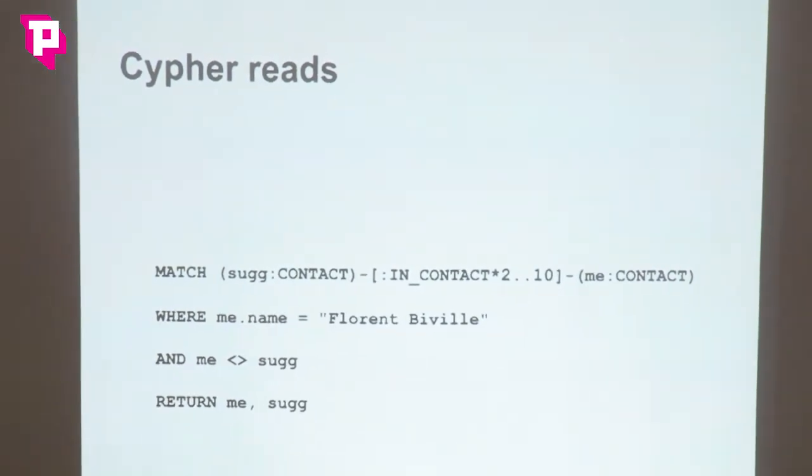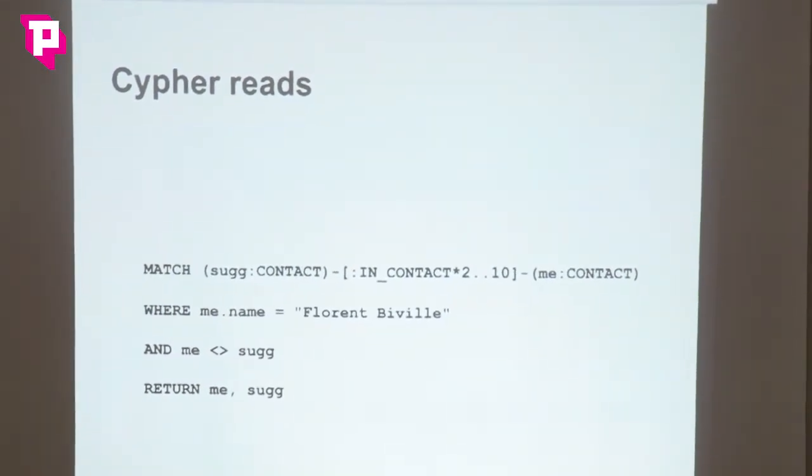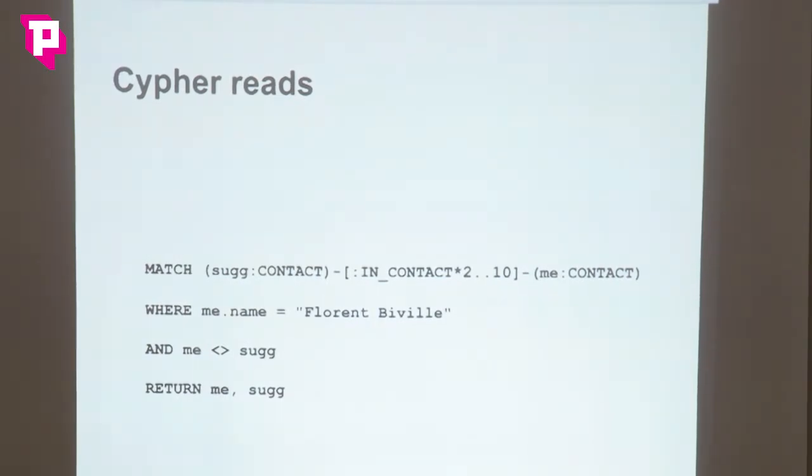Give me my friends and friends of friends at most level 10, and when you meet a friend and then come back to me, you won't include me again. So give me my connections at most level 10. Yep, exactly. So what does it do?